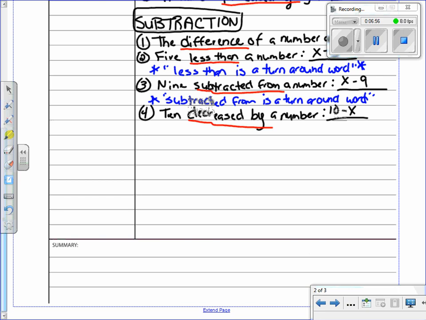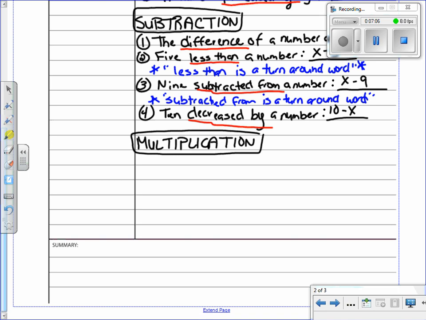The next operation is multiplication. And there's 3 examples. Example 1, the product of a number and 6. And that translates to 6x. The key word here is product.